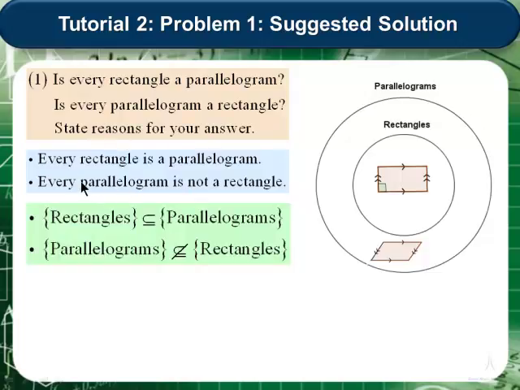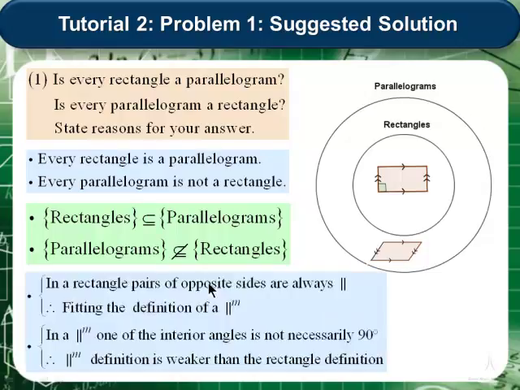Because we can find a counterexample. Every parallelogram is not a rectangle. So if I take this one for instance, then this parallelogram is not necessarily a rectangle because we do not know whether there is an angle of 90 degrees. While if we have a rectangle, we do know that opposite sides will be parallel and therefore it will be a parallelogram. So rectangles are therefore a subset of parallelograms, but parallelograms are not a subset of rectangles.